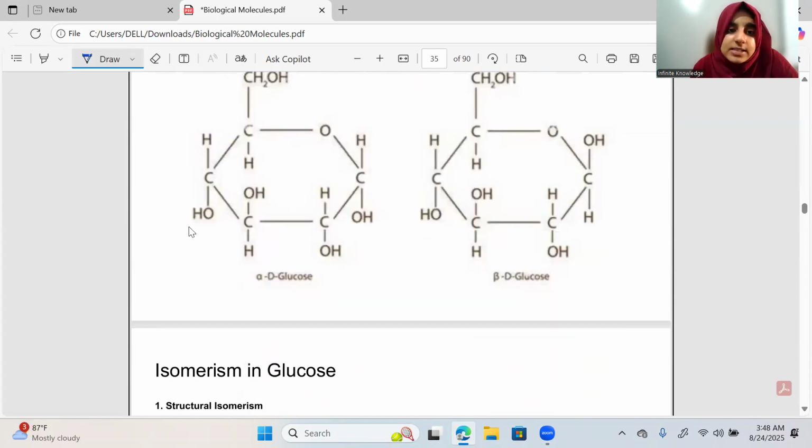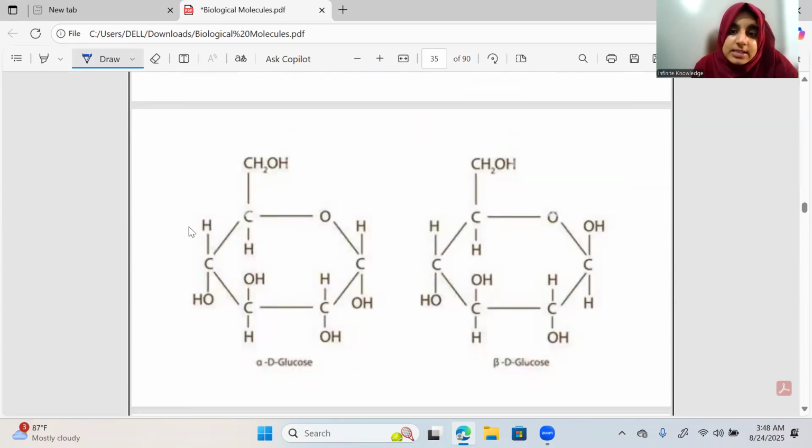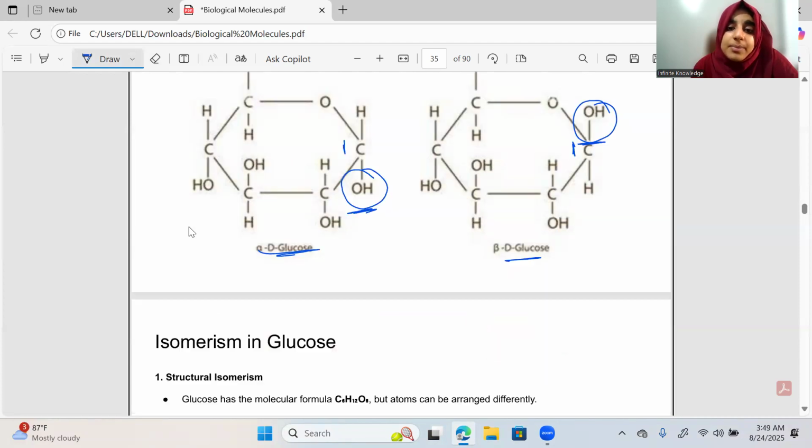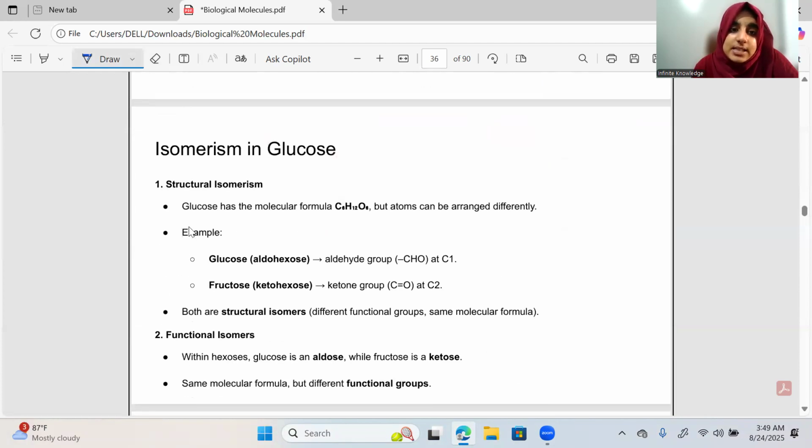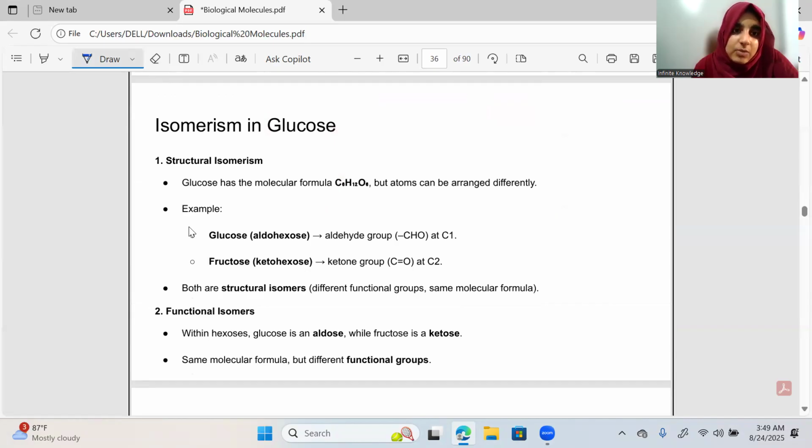Okay, so let us see over here. See, this is the difference which we can see over here, this one. This is alpha D glucose and the hydroxyl is at the bottom. This is carbon number 1 and the hydroxyl is at the bottom, right? Whereas over here, if you have a look, this is carbon number 1 and the hydroxyl is at the top. So this is beta D glucose. Okay, why is it D? Because this is dextrorotatory, which we're going to study right now. Okay, after a few slides, it's going to come.